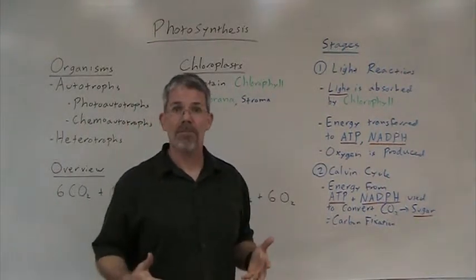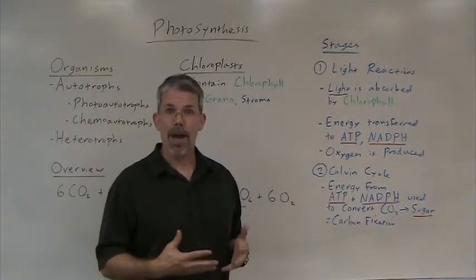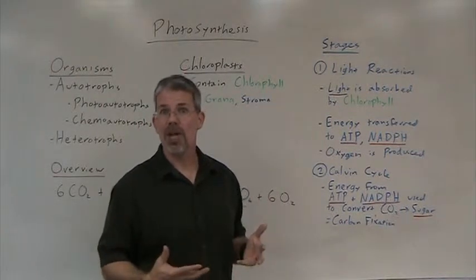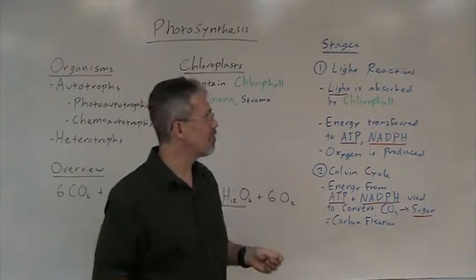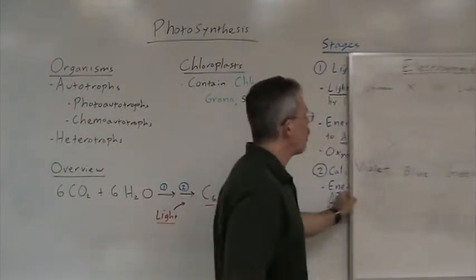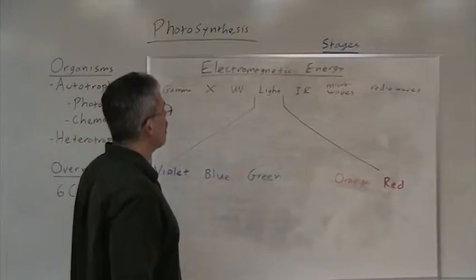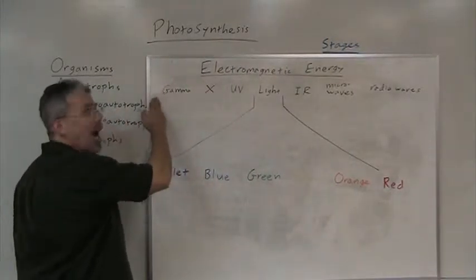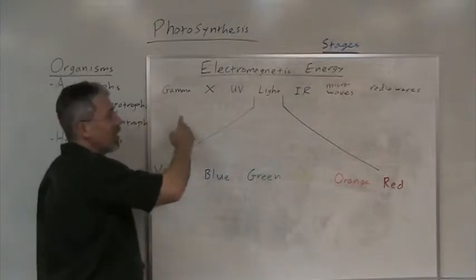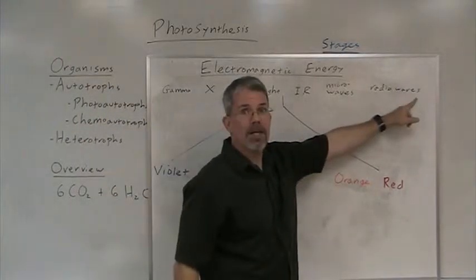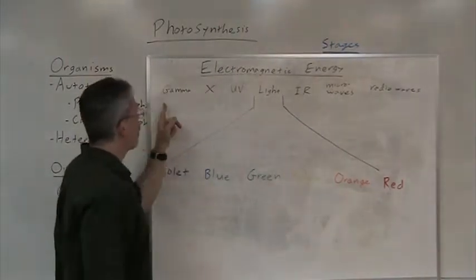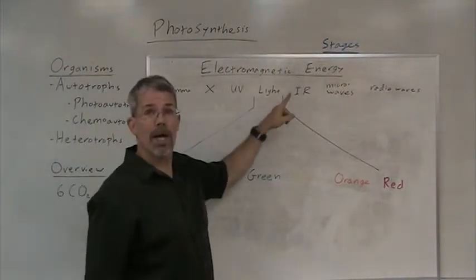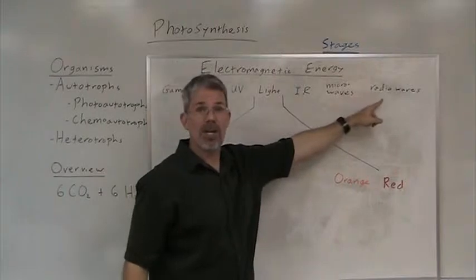Now, light is electromagnetic energy, and to use light energy, you've got to absorb it in order to convert it. Here we have the electromagnetic spectrum going from the high energy short wavelengths to the long wavelength low energy. So we've got gamma rays, X-rays, ultraviolet, visible light, infrared, microwaves, and radio waves.